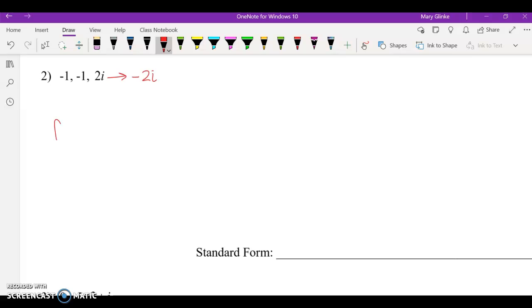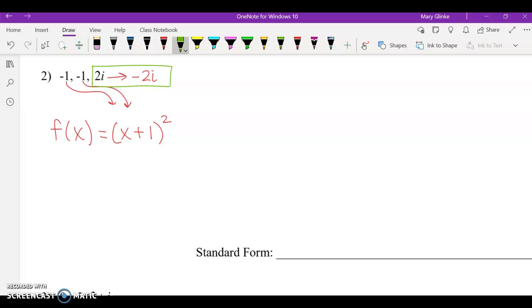So when we are doing this one, let's go ahead and tackle this -1 first. This is going to become x plus 1, but this is happening twice. So we're going to write x plus 1 squared because it's a repeated root and it got repeated twice.